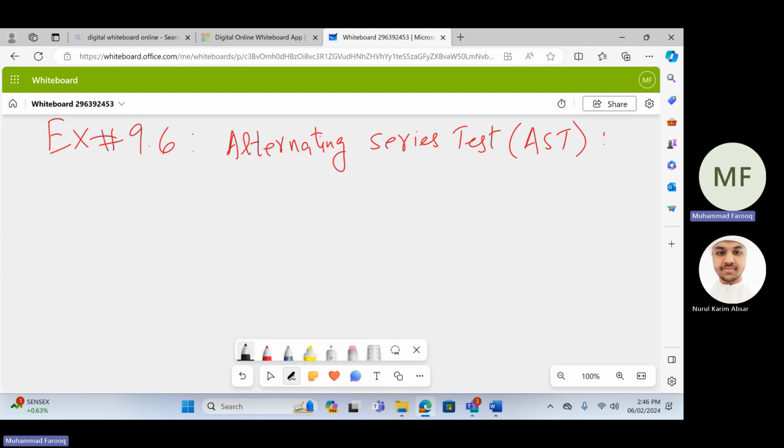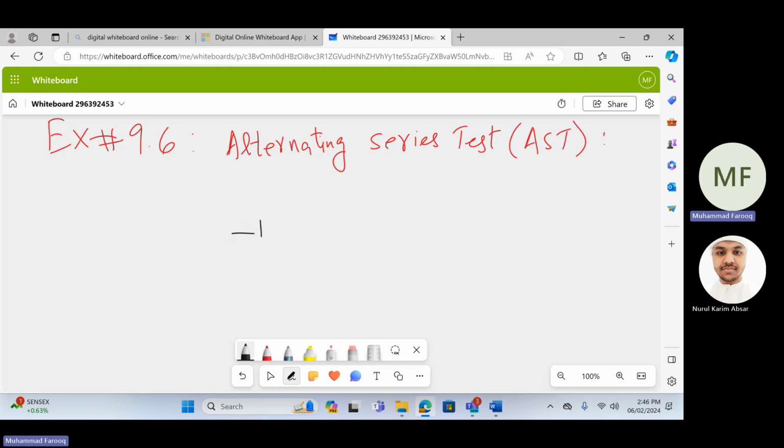One thing is confirmed: this test is valid only on alternating series. Please don't try this test on other series. If the series is alternating, then you can apply this test. But at the same time, it doesn't mean every alternating series can be answered by this one. This test is only applicable on alternating series, and I told you already how you identify whether the series is alternating.